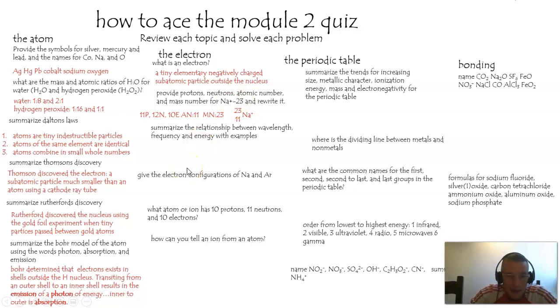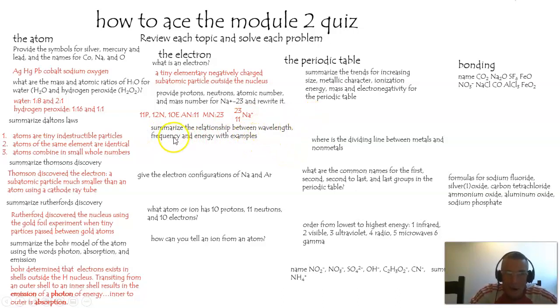Next question: summarize the relationship between wavelength, frequency, and energy with examples. Well, now we're talking about energy, which really isn't chemistry at all, but we need it to understand the electron because the electron is part energy. As energy goes up, that's because the frequency of the waves is getting higher. They're almost like a machine gun, if you will. Much more frequent, much more energetic, much more dangerous. When the wavelength's long, like a radio wave, it's safer.